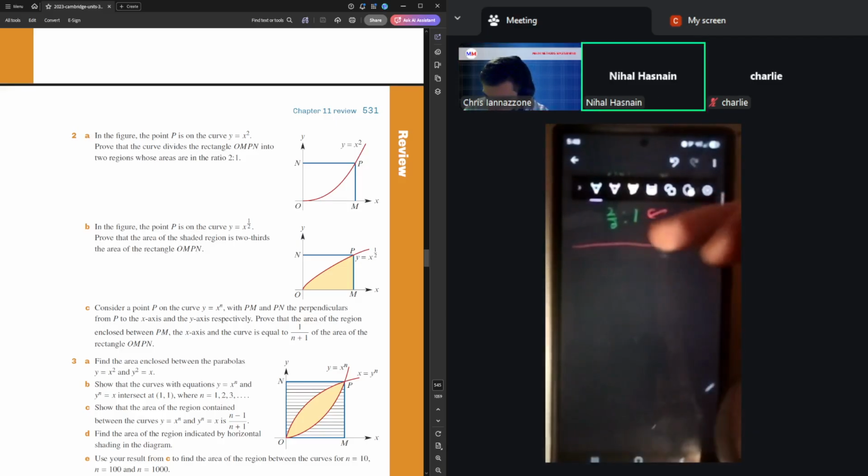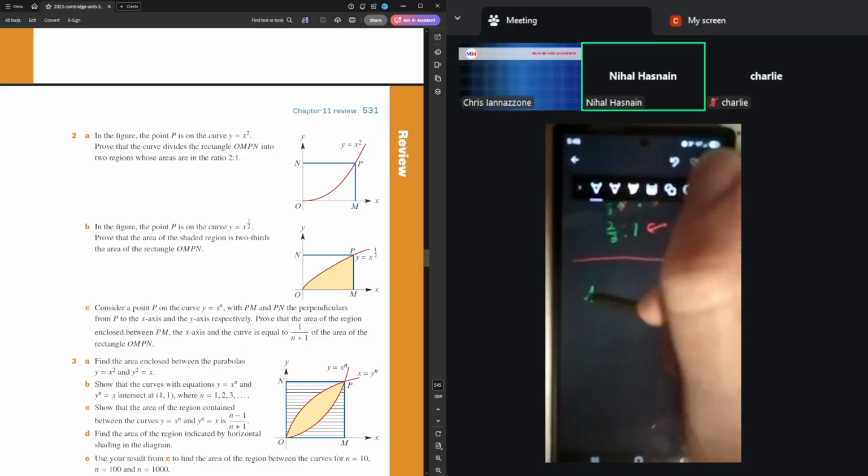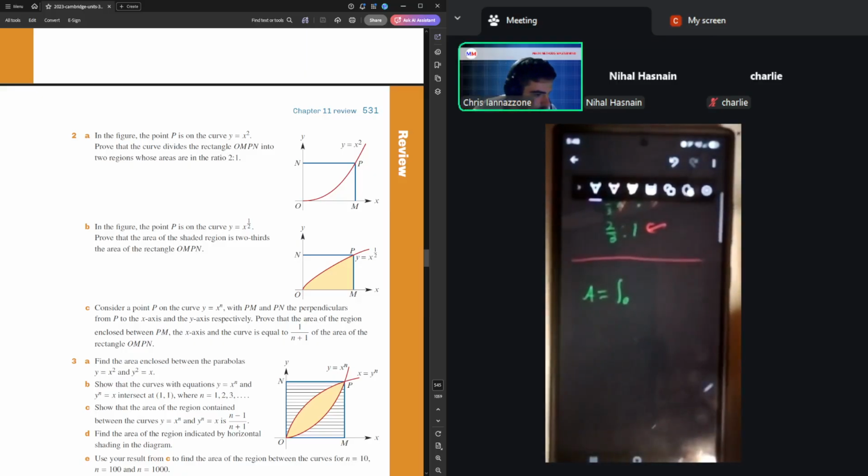We try to find the definite integral of that curve between 0 and m. That'll give you the upper bound of the curve. What if the intercept is not at the origin?